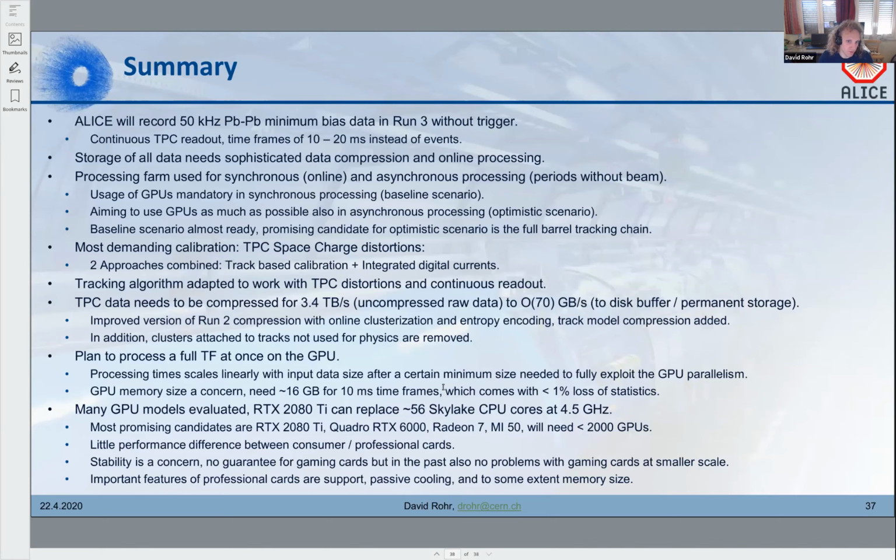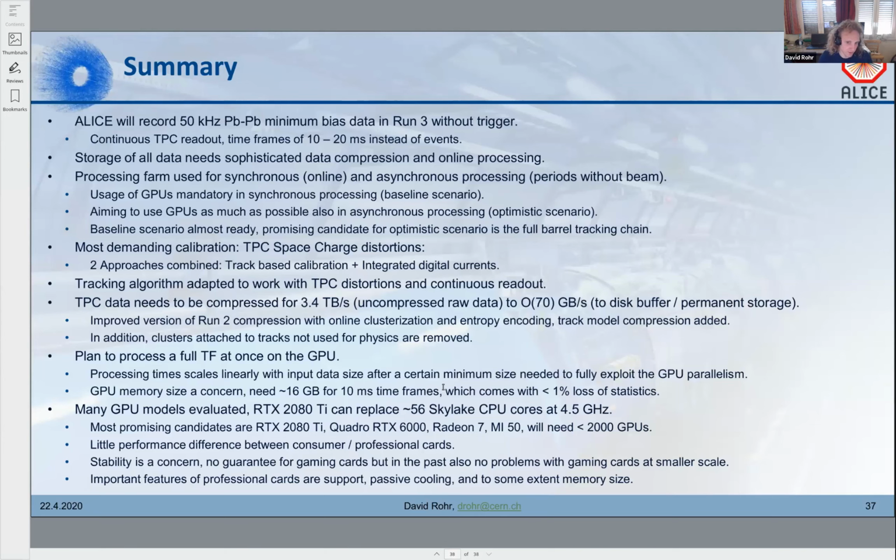Usage of GPUs is mandatory to keep up with the data rate in the synchronous phase, and we aim to use the GPUs also for the asynchronous processing. The most demanding calibration things are for the TPC space charge distortion. Here we have 2 approaches which we have to combine, so the track-based calibration and the integration of digital currents. And we have to adapt the tracking algorithm to use these corrections for the space charge, and also to account for the continuous readout. For the data compression, we have to reduce the total data size from 3.4 terabytes per second to order of 70 gigabytes per second that is written to a disk.